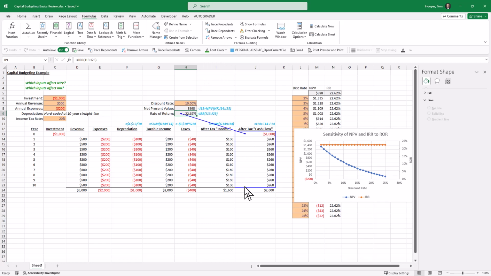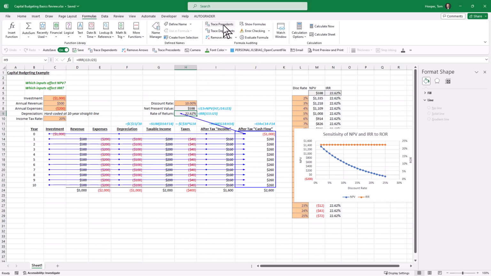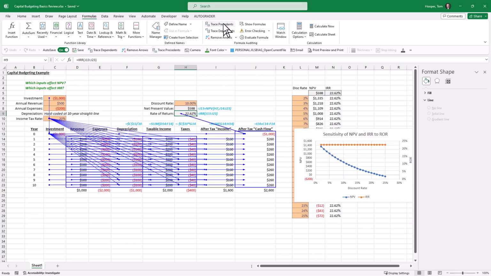Only the cash flows. Now, of course, things precede the cash flows, so if I hit precedence again, I get the entire table of cash flows. If I hit precedence again, I get the investment, and I should eventually get things like income tax rate, revenues, and annual expenses. But if I keep pressing it, notice that rate of return, I can trace it all the way back through almost everything on the sheet except for the discount rate input.